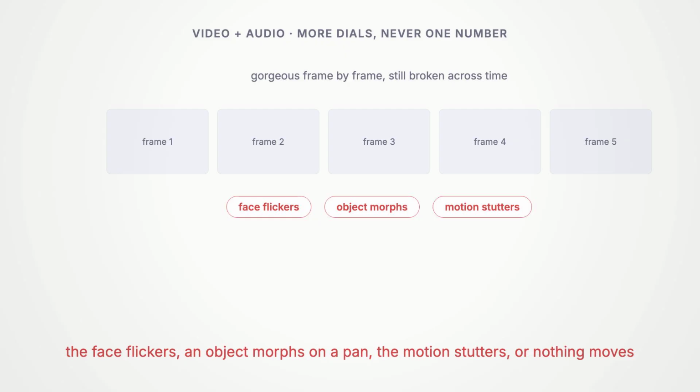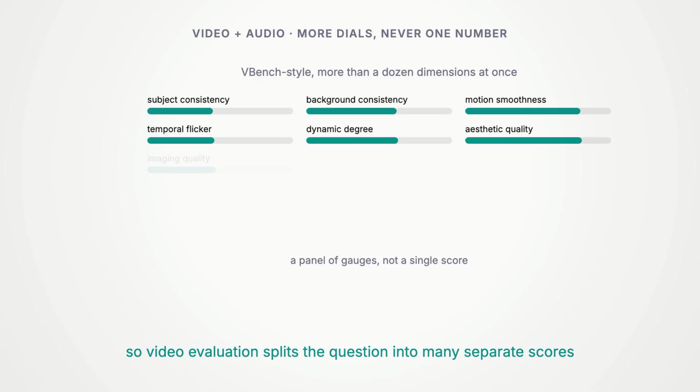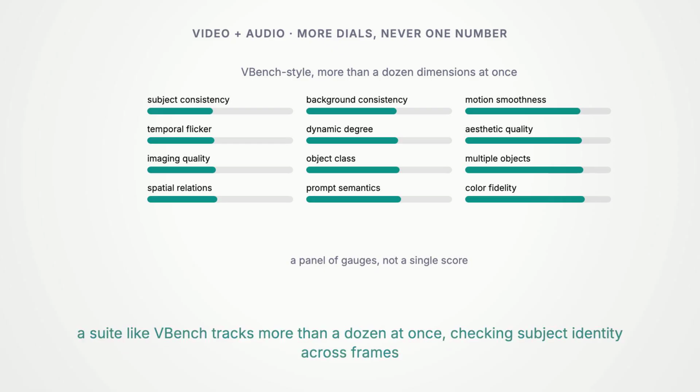So video evaluation splits the question into many separate scores. Things like, does the same character stay the same person across the whole clip? Is the motion smooth? Is there flickering? Does anything actually happen? Does it follow the prompt? A suite like VBench tracks more than a dozen of these at once, leaning on vision models to check whether a subject keeps its identity from frame to frame.